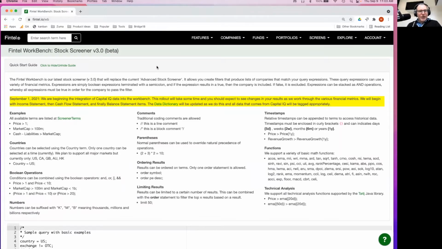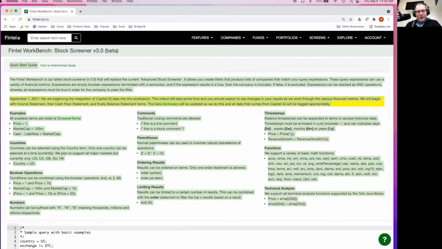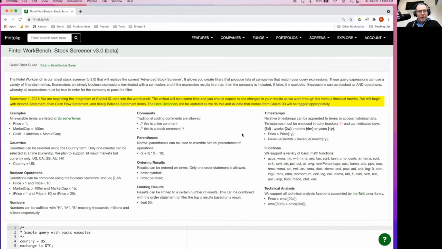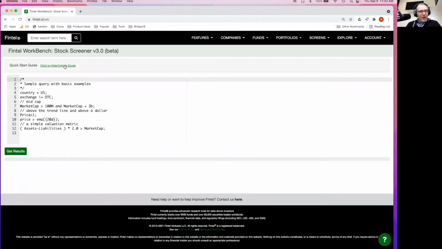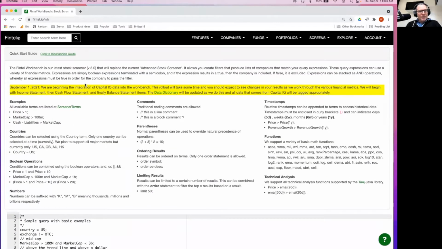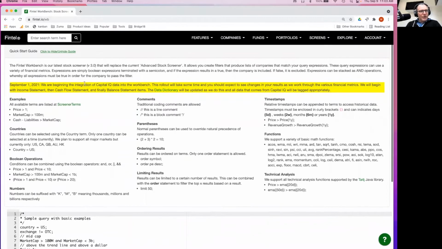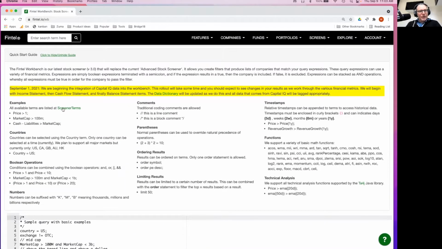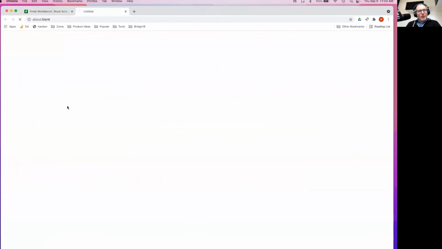And so there's a guide here. It's a quick start guide, and there's a whole lot of stuff in here. But you can hide it, and you can unhide it. There's also a list of screener terms. So if you come down here to the screener terms and click on this, it's going to open up a new window here.